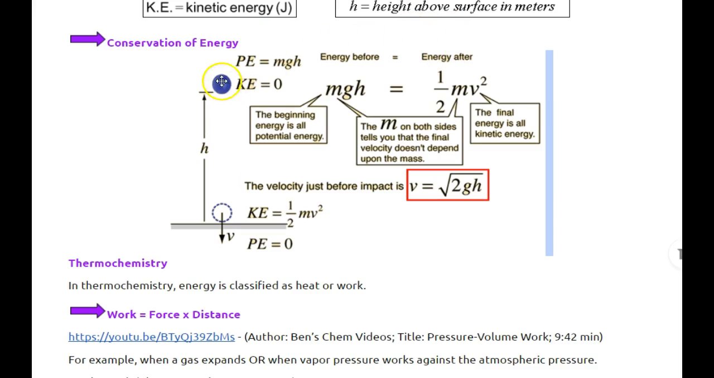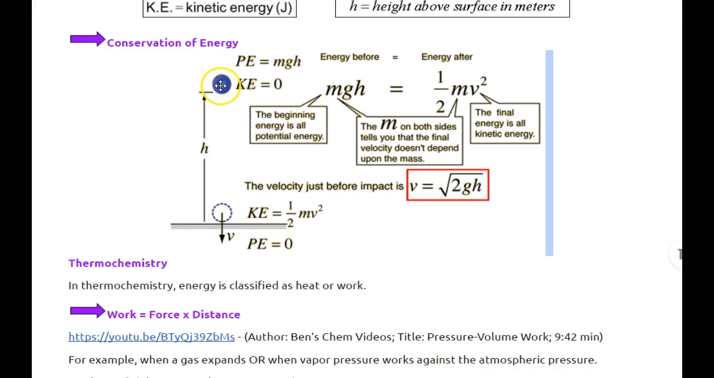So you may have, for example, a ball that's suspended in the air, and so right now it possesses potential energy, which is mass times gravity times height, and 0 kinetic energy. But once that ball falls to the ground, then the energy is converted to kinetic energy, which is 1/2 mass times velocity squared, and the potential energy becomes 0.